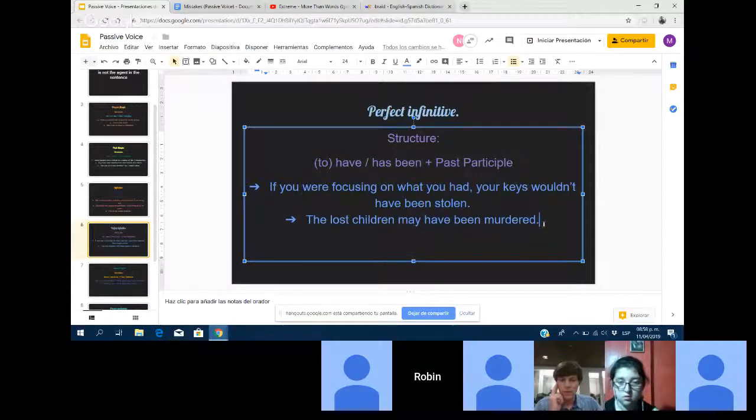The lost children may have been murdered. Murdered? That's correct. Okay, so remember, if the case permits, have or has been in the past participle. Something interesting about this, or rather, a common case that we would use is I have had, and you use the verb to have twice. So it's the same in Spanish.